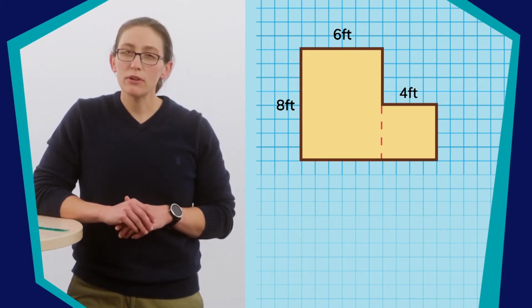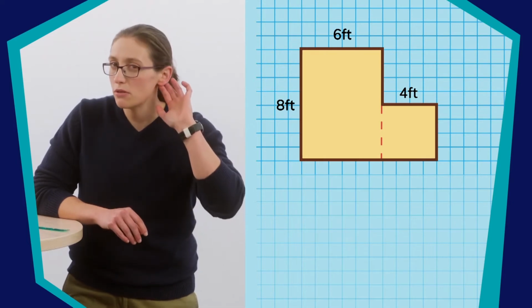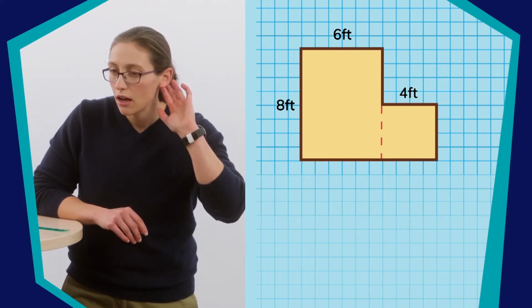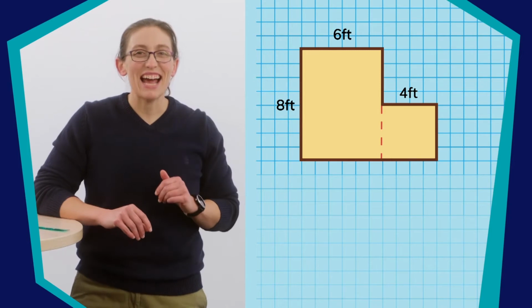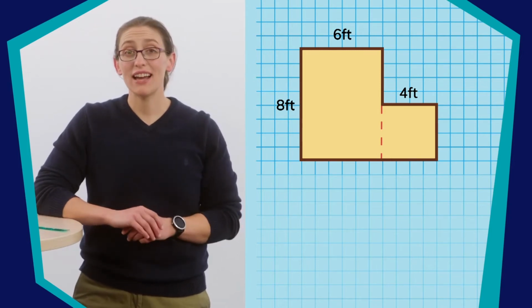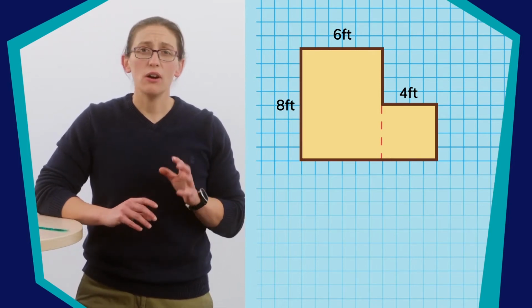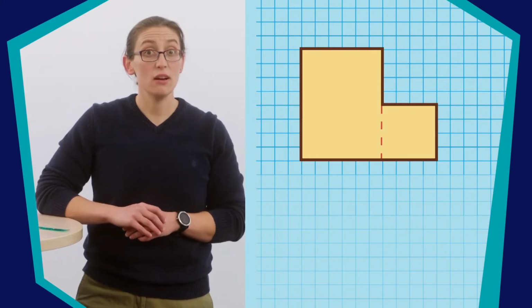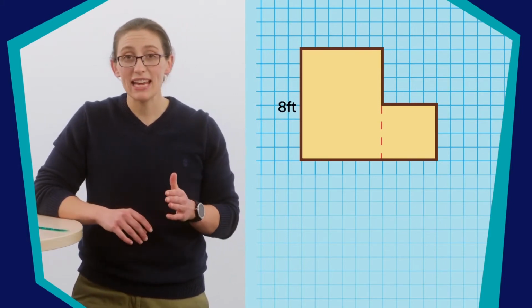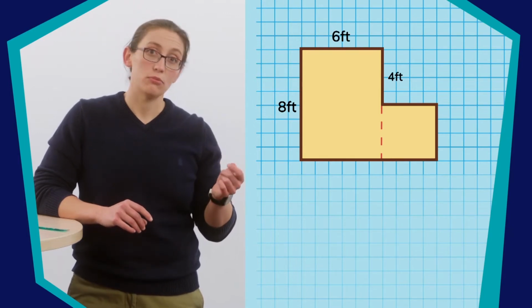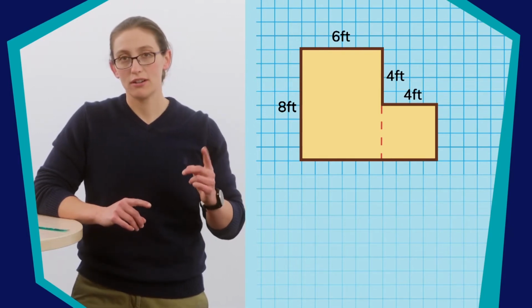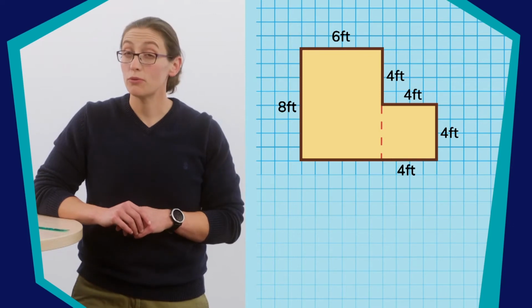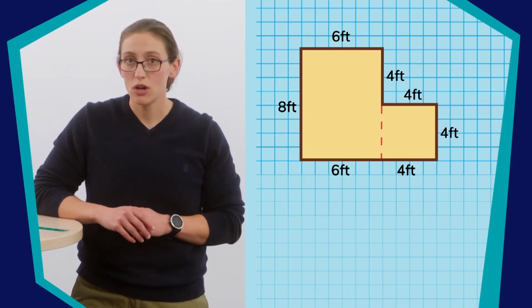Remind me how to find perimeter again? You go ahead and whisper it to me. Exactly, we can add all of the side lengths together. So help me get all the side lengths in a number sentence, and then we can get to adding. So we have 8 plus 6 plus 4 plus 4 plus 4 plus 4 plus 6.